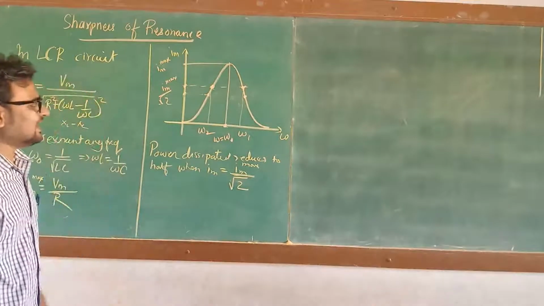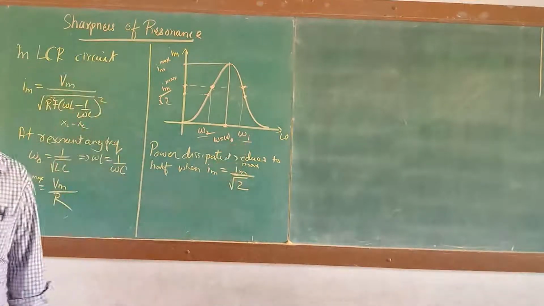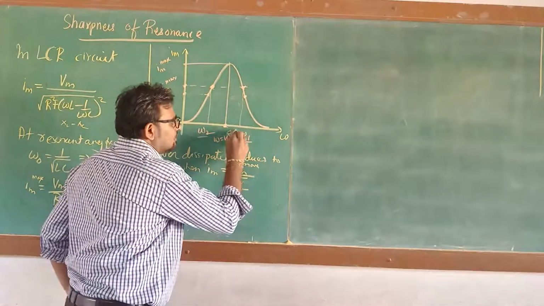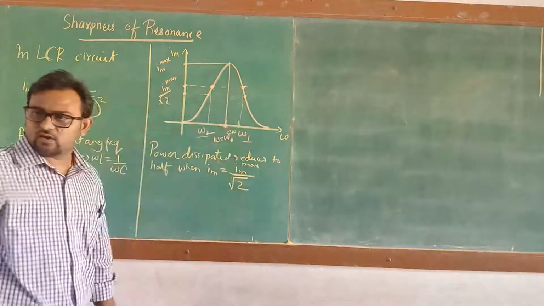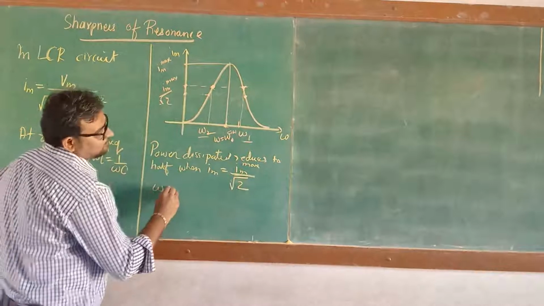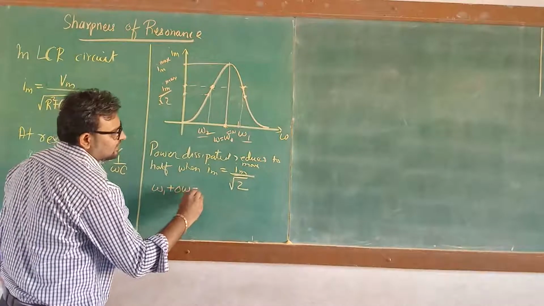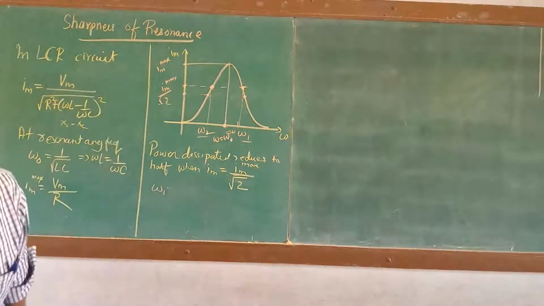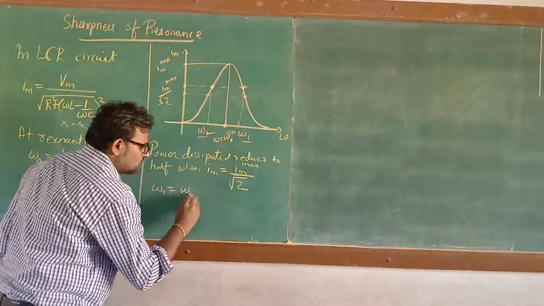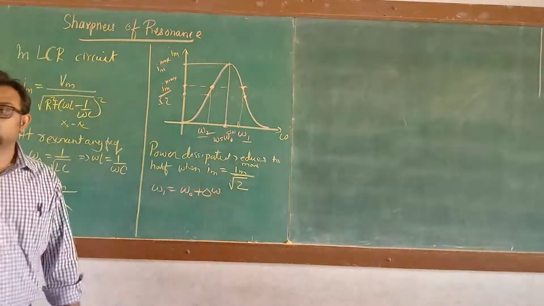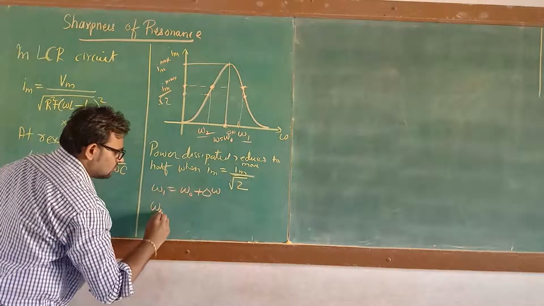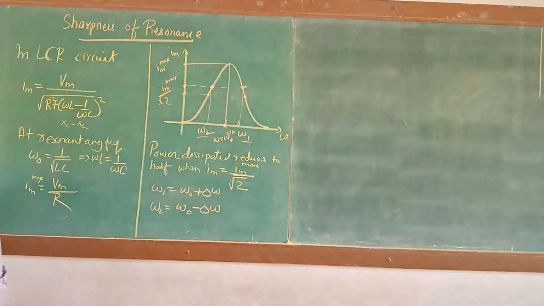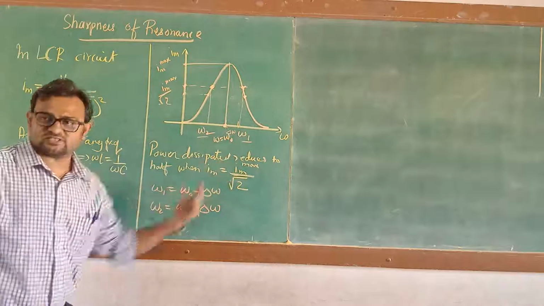Clear? So now see, I can write this omega 1 and omega 2. Omega 1 will be equal to omega 0 plus delta omega, and omega 2 will be omega 0 minus delta omega. Clear? So these are the two frequencies.